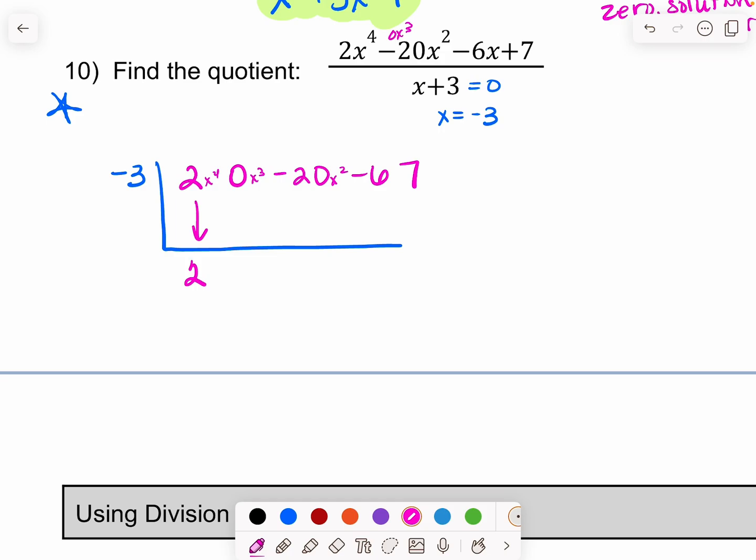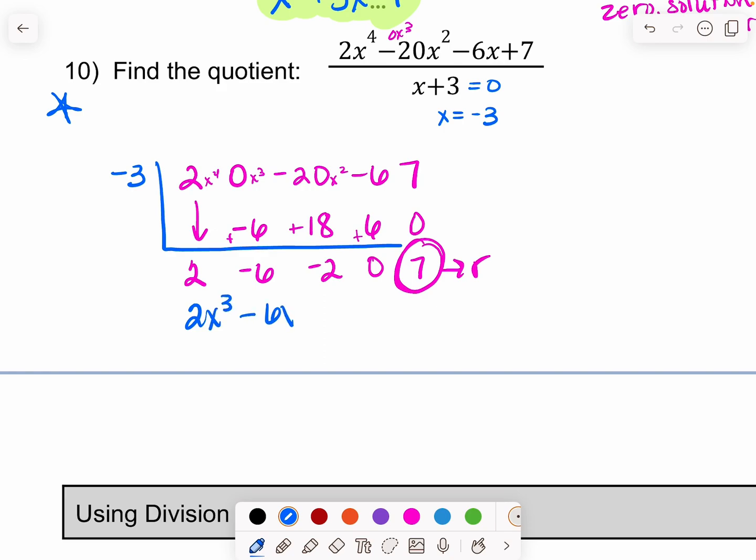They need to go down in order to be able to come out correctly with this. So it's just 2, multiply with negative 3, write it down. Add them up. Multiply it with negative 3. Write it under negative 20. Add them up. Multiply it with negative 3. You get 6. Add them up. Number at the end, this is our remainder. It started off as x to the 4th, so this is 2x to the third, minus 6x squared minus 2x. You can write plus 0 if you want, but 0 doesn't really do anything. There's 7 over x plus 3.